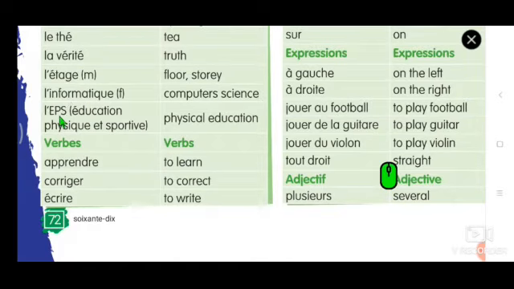Les PS, that is physical education period. Okay, that is PT period.